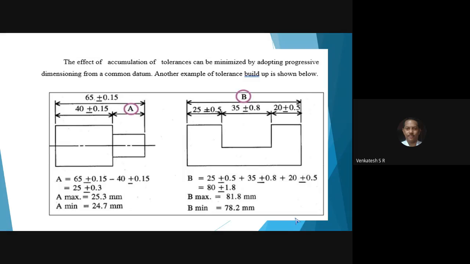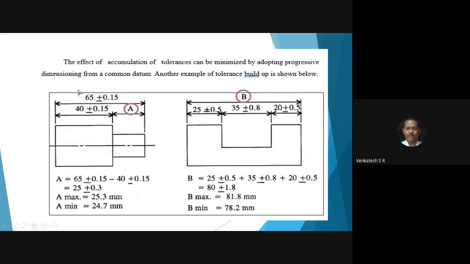Those who came late, please observe here. Here you have two components, A and B. Little bit of difference in the diagram. You have to machine the same type of components in machine shop. Here, the very important thing is each and every portion of the component, they mention tolerance, upper limit and lower limit. So first you consider diagram A, the length is 65 along with the upper limit plus 0.15, lower limit minus 0.15.